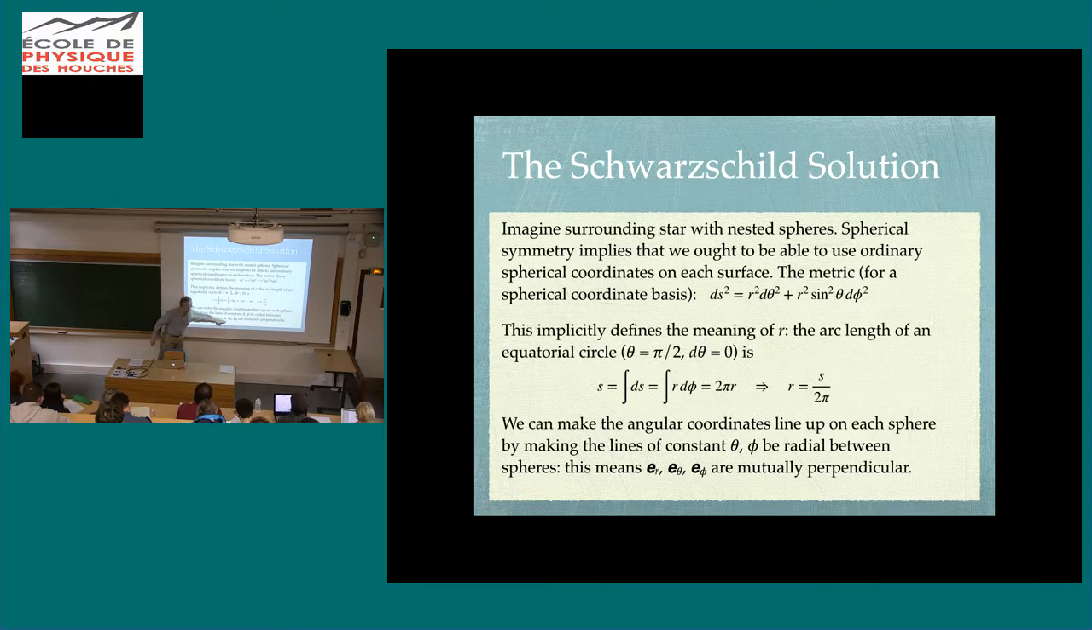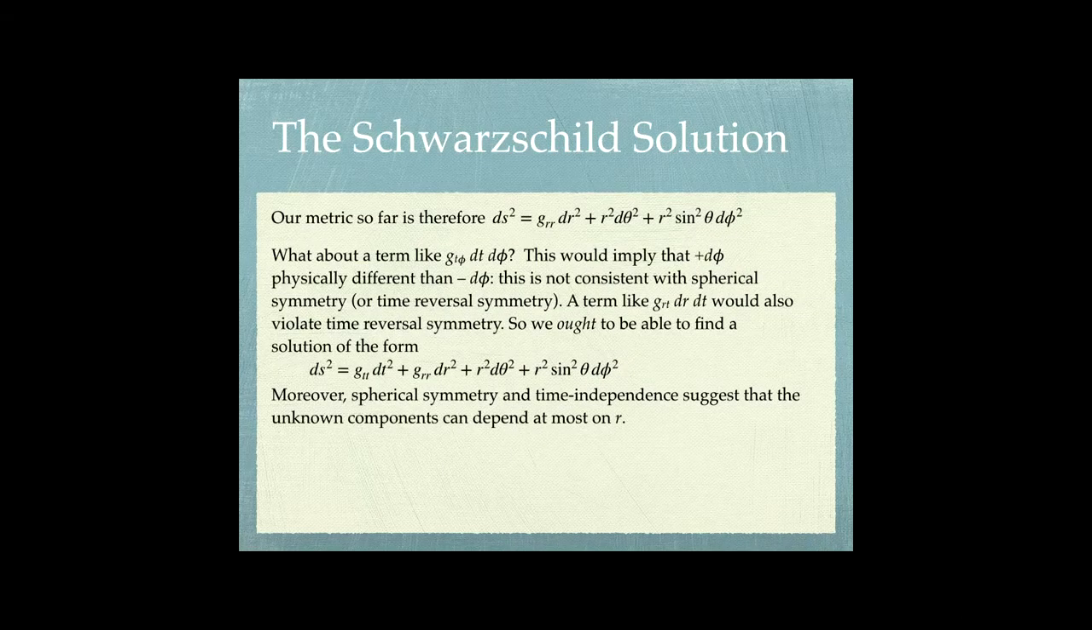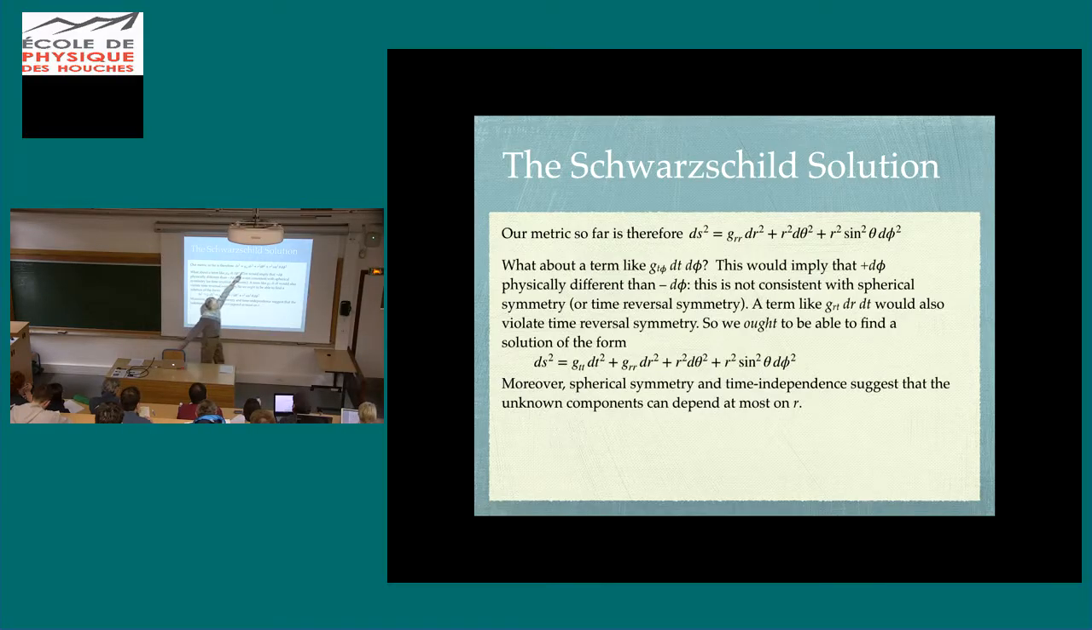So then my basis vectors are all mutually perpendicular in that kind of situation. Does that make sense so far? But all I'm doing is trying to guess what a basic solution might look like. All right? So our metric so far looks like this. I don't know what this is, but I know on the sphere it ought to look like that. And this is just the spatial part of the metric.